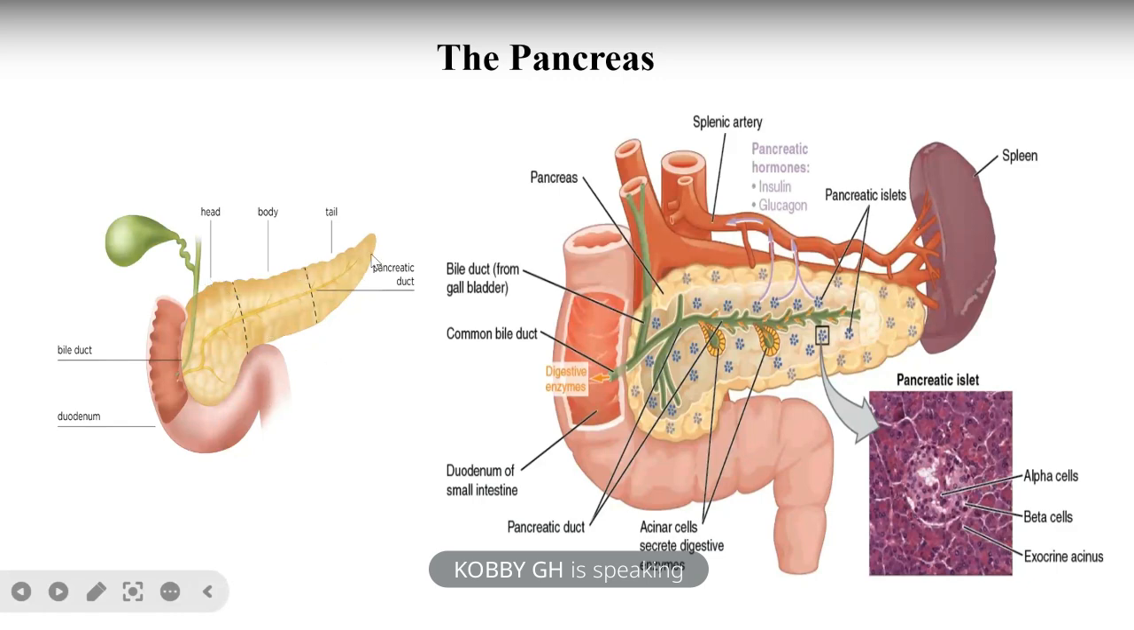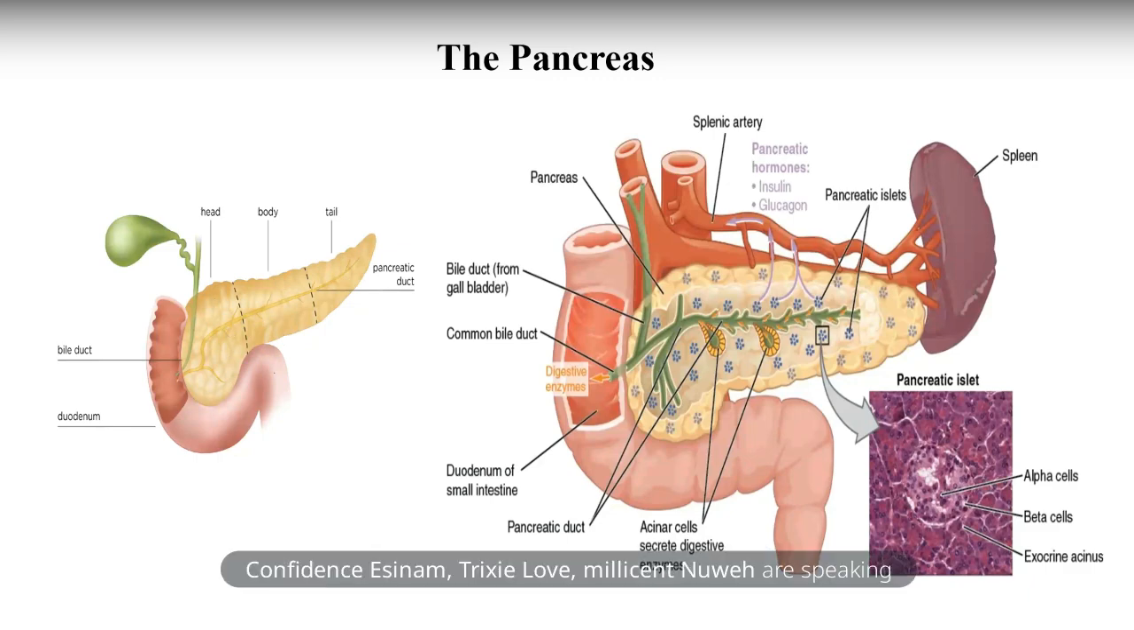So the pancreas has 4 anatomical parts. We have the head, the body, and the tail. If I ask you in exams which part of the pancreas sits within the duodenum, what would be your answer? The head.